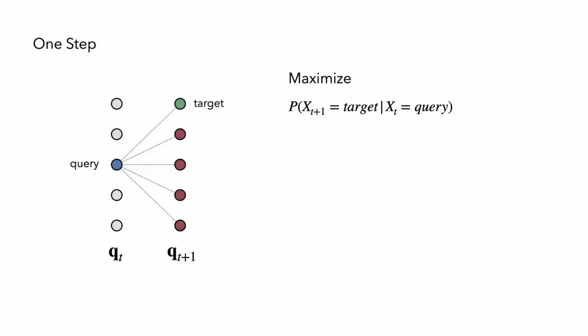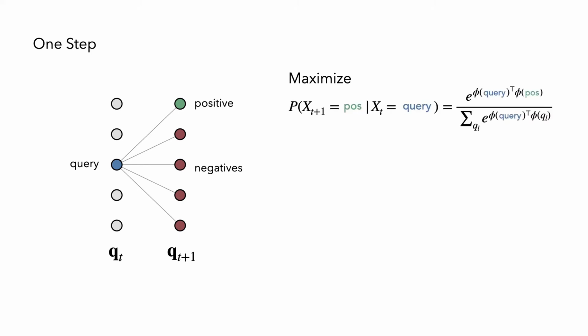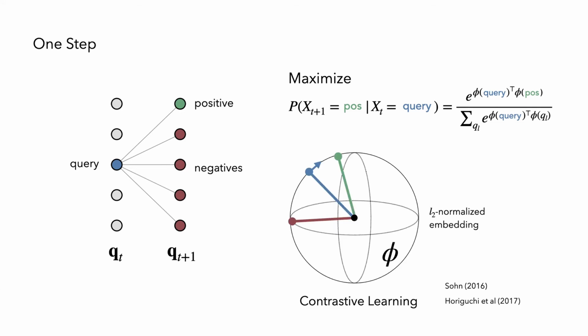Let's first consider the case of fitting one step on the graph. We can do this by maximizing the probability of transitioning to the correct target node. This amounts to pushing the representation of the query node in blue towards the representation of the target shown in green, or in other words, the positive, and away from the representation of all of the other nodes, or the negatives. And so in this way, we can actually view each step of our walk as a contrastive learning problem.